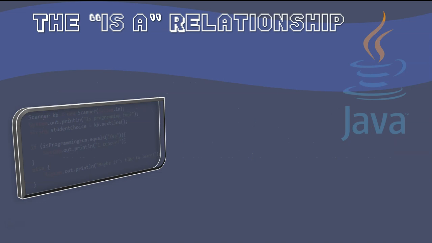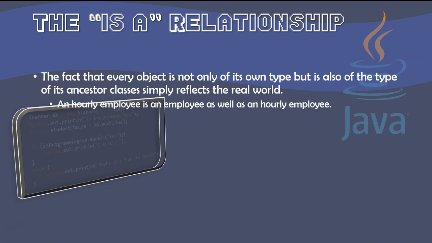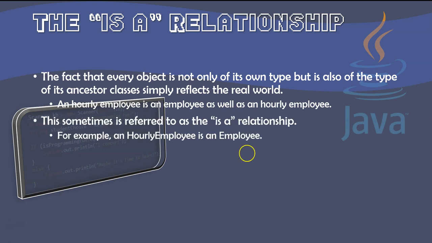And that leads us into this idea of this is a relationship. The fact that every object not only has its own type, but is also a type of its ancestor class simply affects things in the real world. So if we were to look at the real world, and let's say I have a business where I have hourly employees. Even though they're hourly employees, they're still technically also my employees, as well as being specifically just an hourly employee rather than a salaried employee.